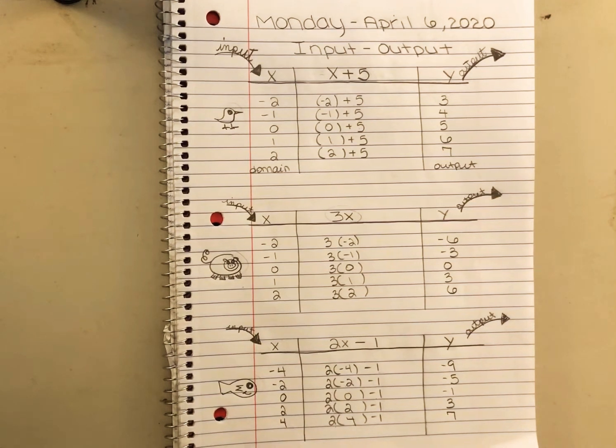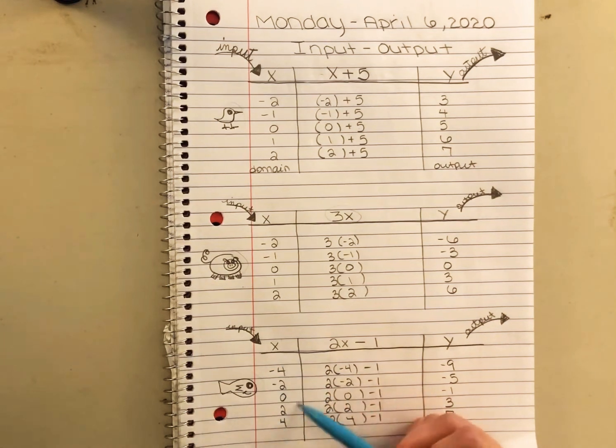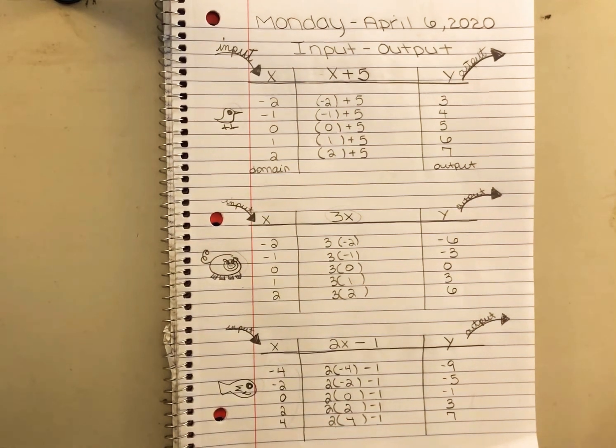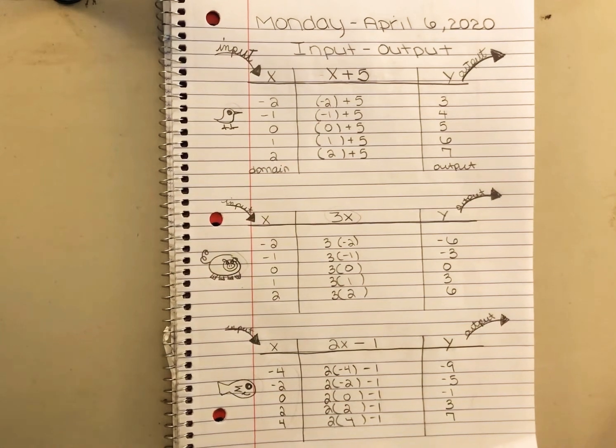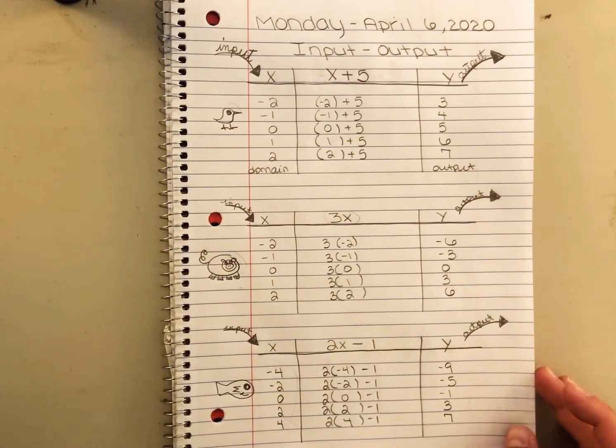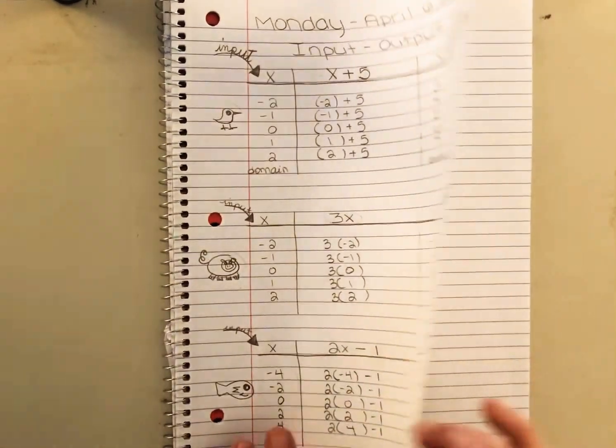So my input-output table is done, and I can see that when I plugged in a -4, we got -9. When I plugged in -2, we got -5. We can read all the way down that. So these are the domain values. These are my range values, which is the same thing as input and output. Like I said, tomorrow we will be looking at plotting these on a coordinate plane and analyzing what kind of graph it makes. So that is the lesson for today.